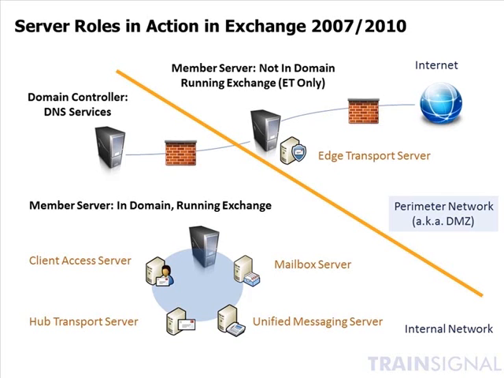But all of those things would run either in the perimeter, which would be separate, so the Edge Transport Server is not a member of your Active Directory domain, or it would be a service or solution that ran in the cloud. So that's the way things work in Exchange 2007 and Exchange 2010. How have things changed with Exchange 2013?